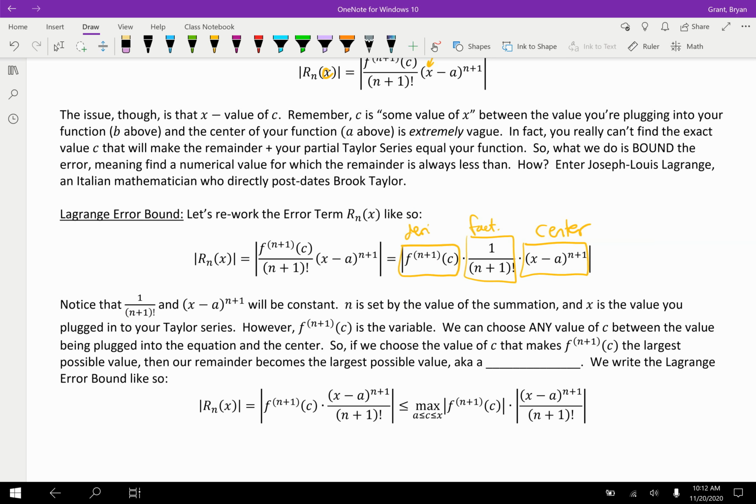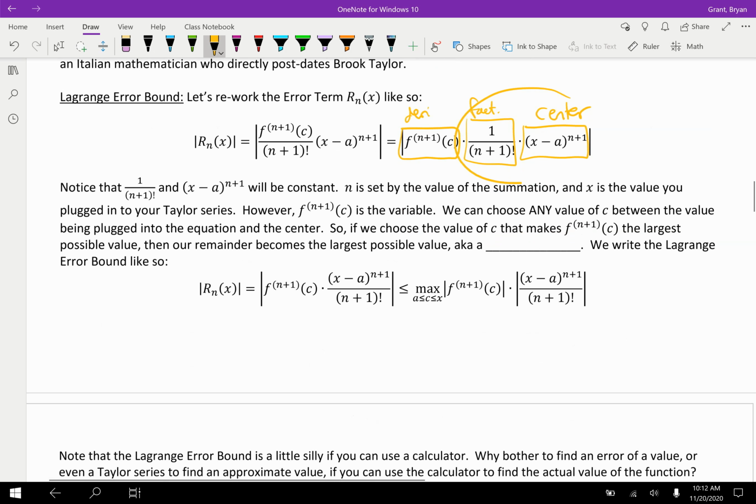And so what we're going to do is say, well, if these guys are constant, they can't change. But I can change this. If we can find the largest value of C that makes this overall answer the biggest possible value, then we have now made this term as big as it can possibly go. And most of these terms won't be able to go infinitely large. So we've made this term as large as we can go. Then our remainder becomes the largest possible value, aka a maximum.